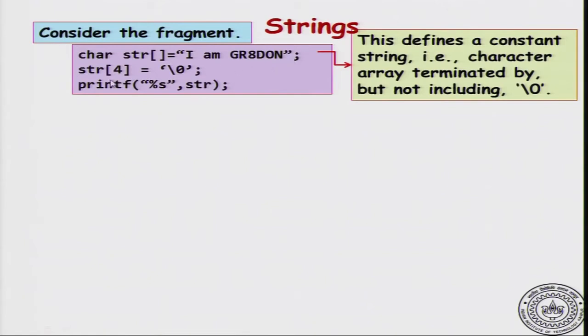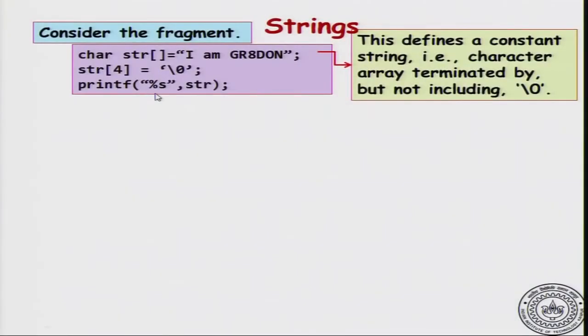Now, I set str[4] equal to null. Note that there are 11 non-null characters in the string constant, so this goes from str[0] to str[10], followed by str[11], which is a null character. Now I set str[4] equal to null, so somewhere in the middle of the string I put a null character. What will happen if I print it using printf %s?